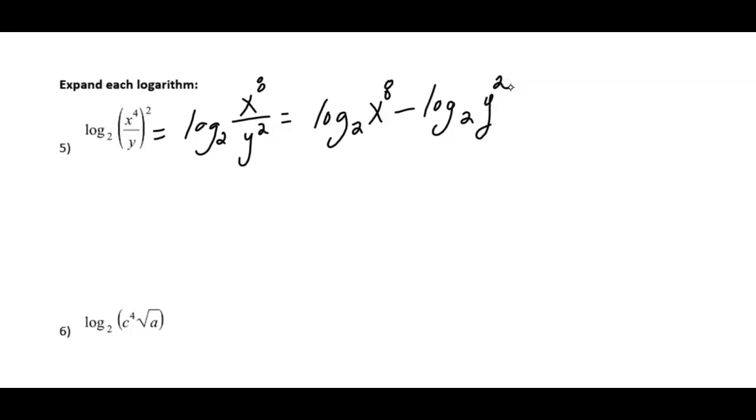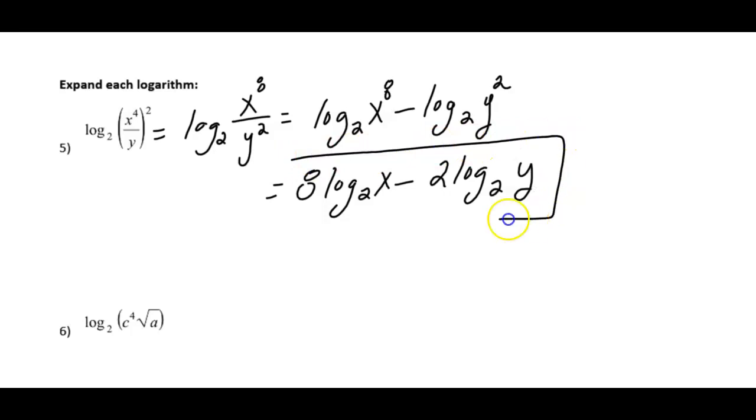And then the expanded version, you are not going to see the exponents. You're going to see them out front as coefficients. So the last thing to do is go ahead and bring those coefficients or those exponents out front as coefficients. So 8 log base 2 of x minus 2 log base 2 of y. And then this would be your fully expanded version.